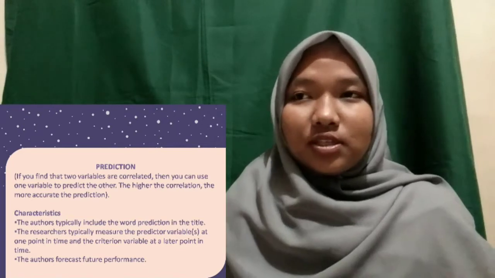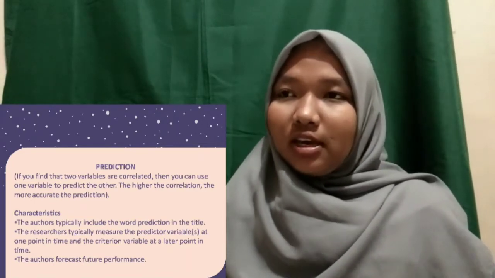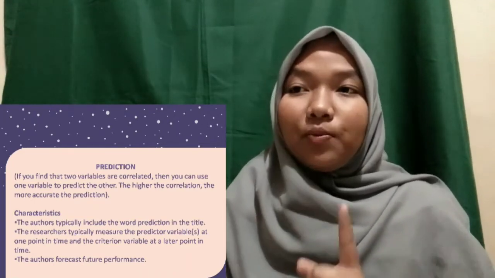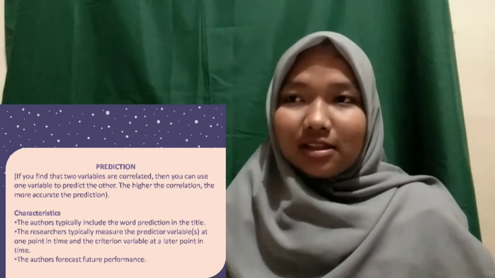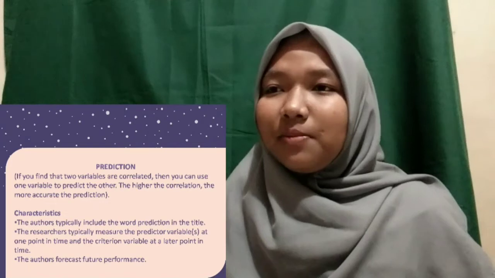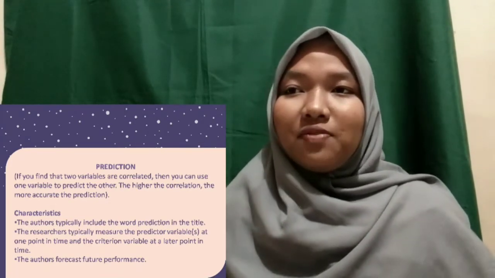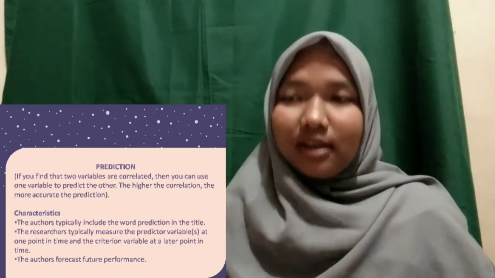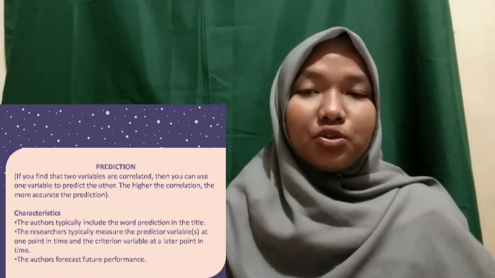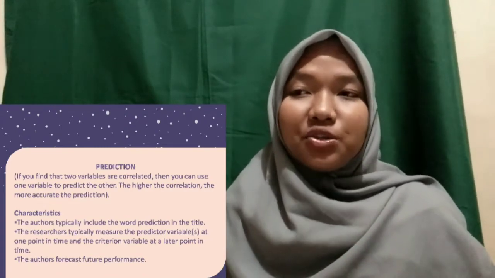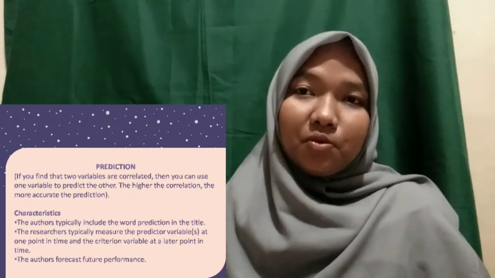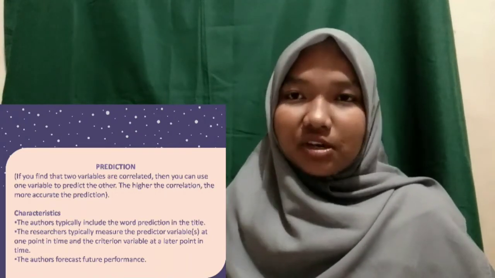And the second one is the researchers typically measure the predictor variables at one point in time and the criterion variables at a later point in time. For example, the predictor of teacher success is mentoring, and the mentoring is measured during a student-teacher training program, whereas success is measured later after the students have performed as teachers.